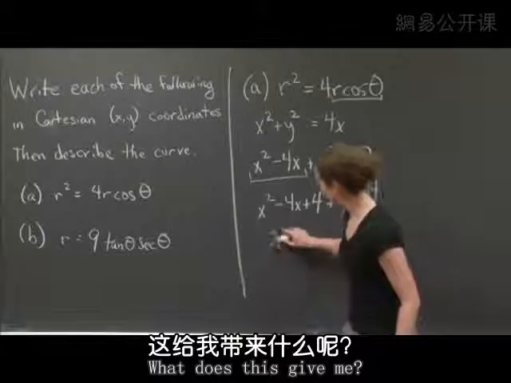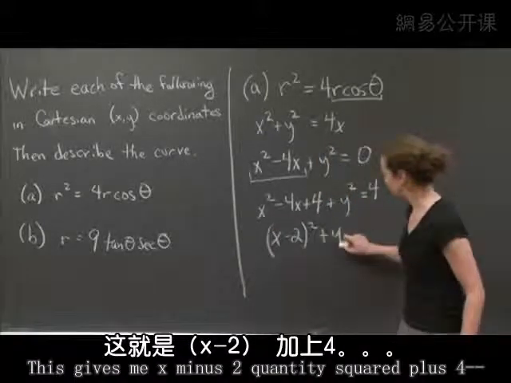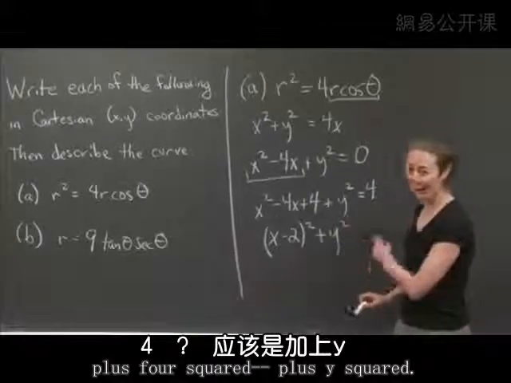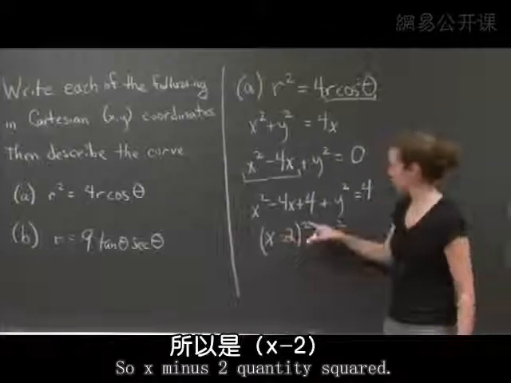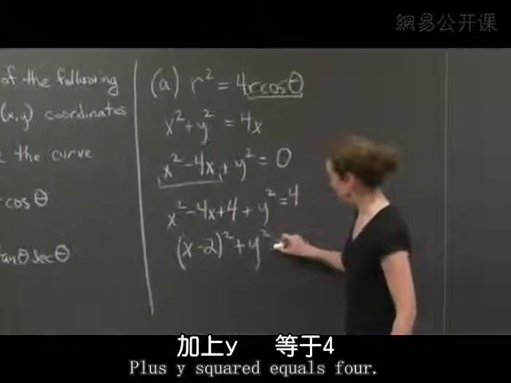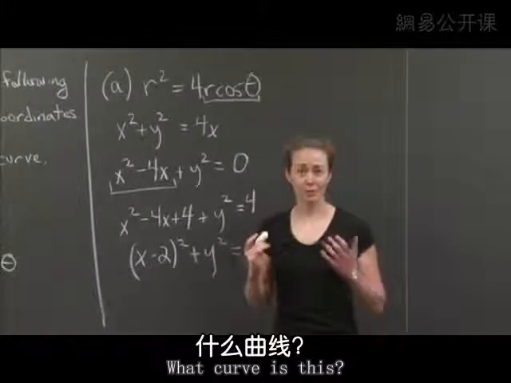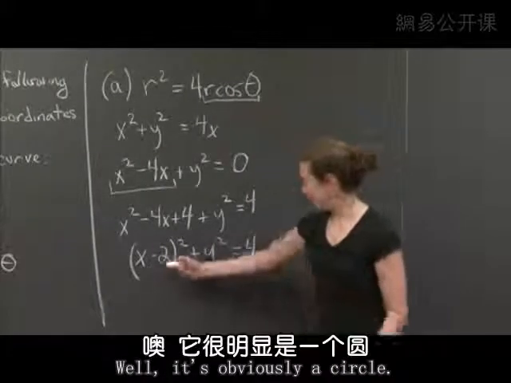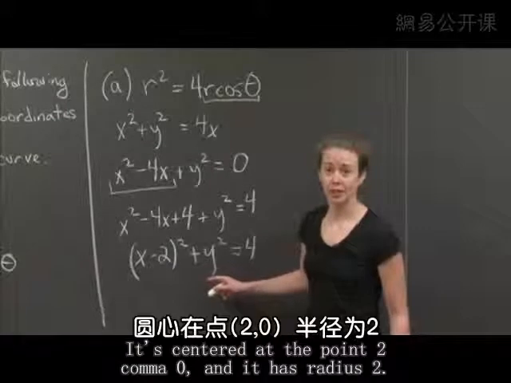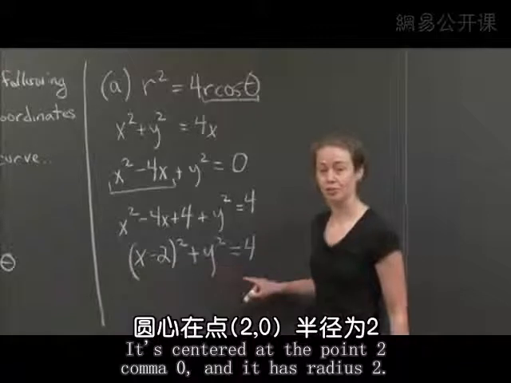What's this give me? This gives me x minus 2 quantity squared plus y squared. So x minus 2 quantity squared, that came from these three terms, plus y squared equals 4. And now it's a curve we can describe clearly. What curve is this? Well, it's obviously a circle. It's centered at the point 2, 0, and it has radius 2.